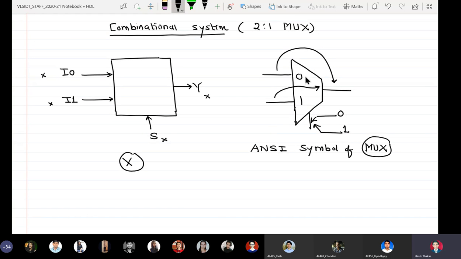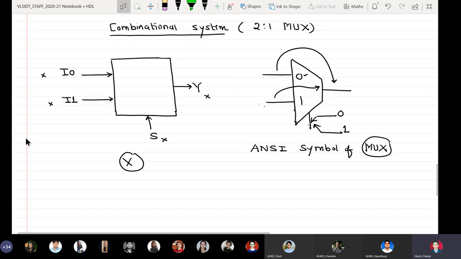This indicates S equal to 0. So when S equal to 0, whatever you apply here, if you apply 0 here, 0 comes. If you apply 1 here, 1 comes. Similarly, this says that when the select line is equal to 1, that means when you connect this line to VCC, whatever is here comes to the output. So if here I have 1, 1 comes outside. If here I have 0, 0 comes outside.